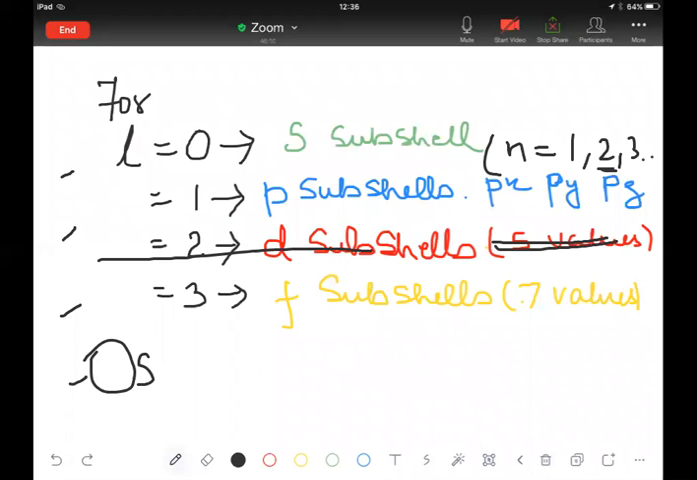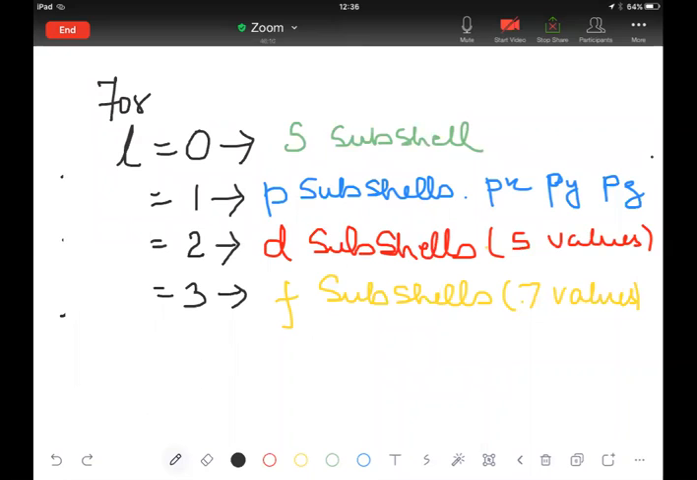See, here I have tried to do this. For L equal to 0, it is the S subshell. When L is equal to 1, it is the P subshell. It can be Px, Py, Pz. If L is equal to 2, then it is the D subshell. It will have 5 values. This looks like an S, but actually it is 5 values. And if you look at 3, this is equal to F subshell, which means it is having 7 values.